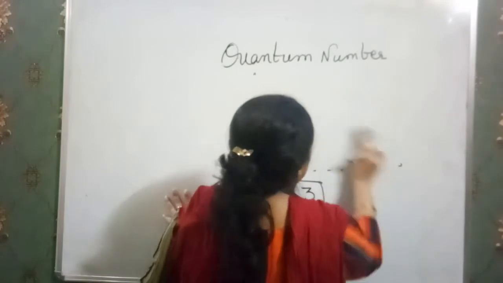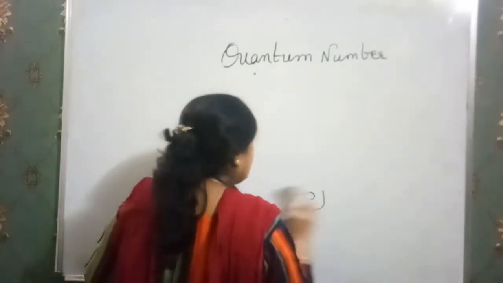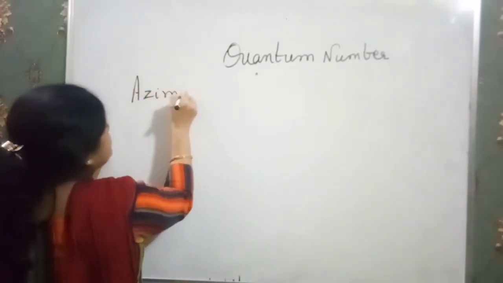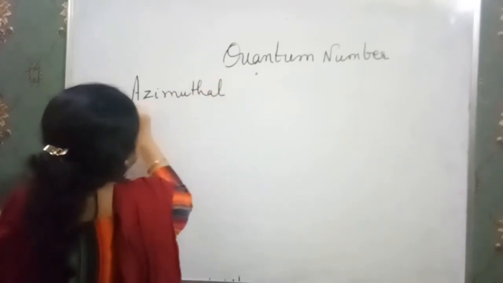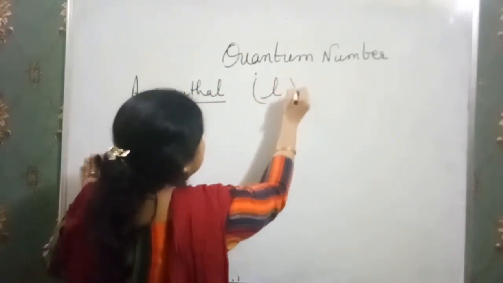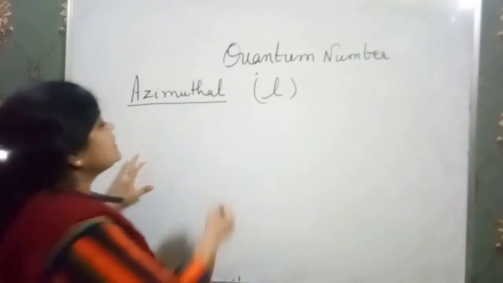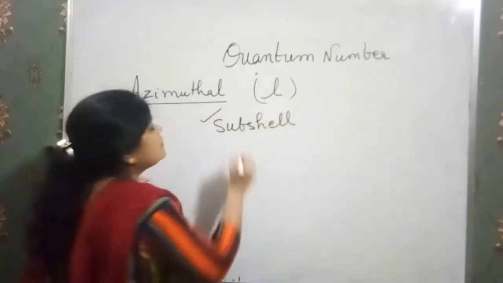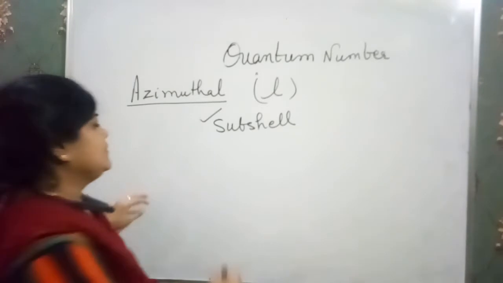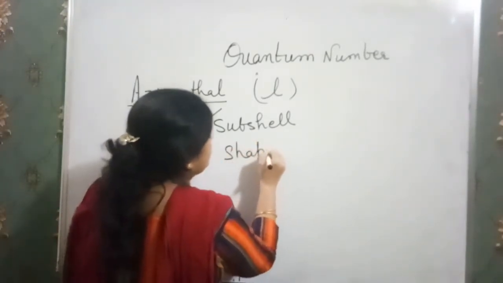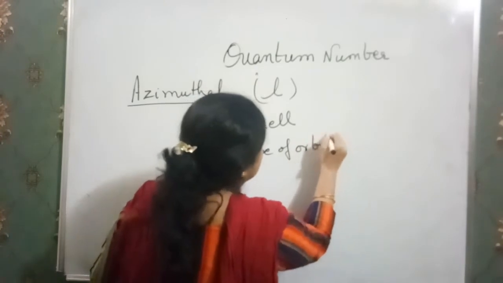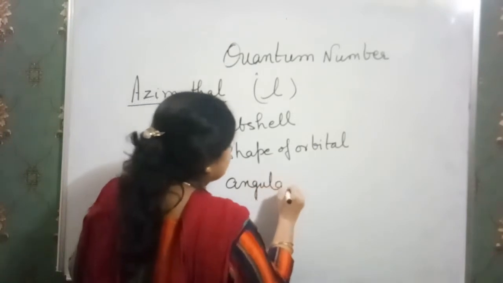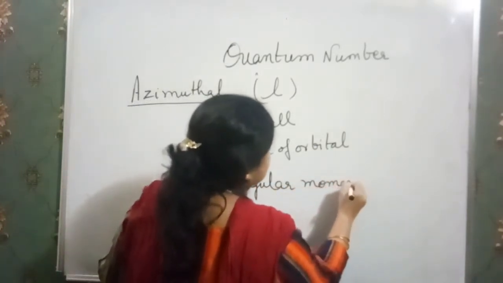As it is obvious from its name, angular quantum number, that means its typical name is azimuthal quantum number. It is denoted by small l. Clear? It gives us the subshell in which the electron is held in the atom. It also tells us the shape of the orbital in which the electron goes. It also tells the angular momentum of the electron.